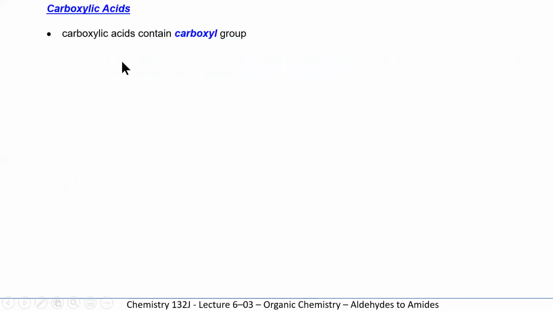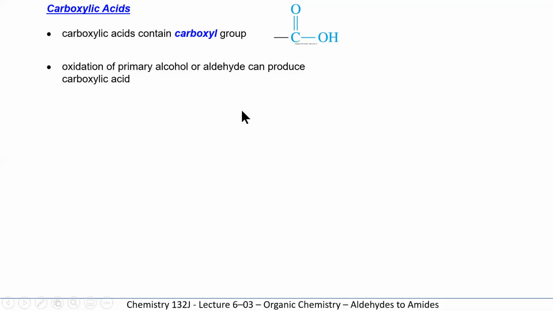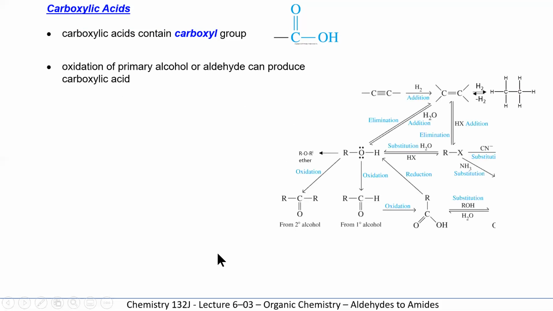Now we're going to talk about carboxylic acids. A carboxylic acid has a C double bond O and an OH group on it. So if we oxidize a primary alcohol or aldehyde, we can produce acids. So I'm going to show you where this is in our chart. The chart, here's our alcohol. When we oxidize it, we get an aldehyde. If we oxidize it further, we're going to get an acid. So we're going to look at that step now.